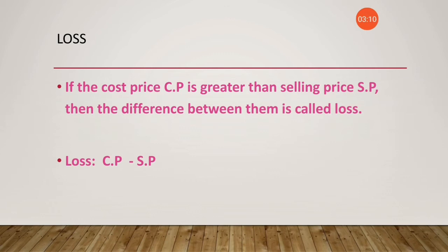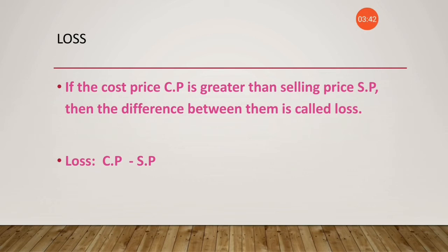If the cost price CP is greater than the selling price SP, then the difference between them is called loss. The loss is just we are losing money. So loss is CP minus SP. CP is cost price, SP means selling price. We are losing the amount.